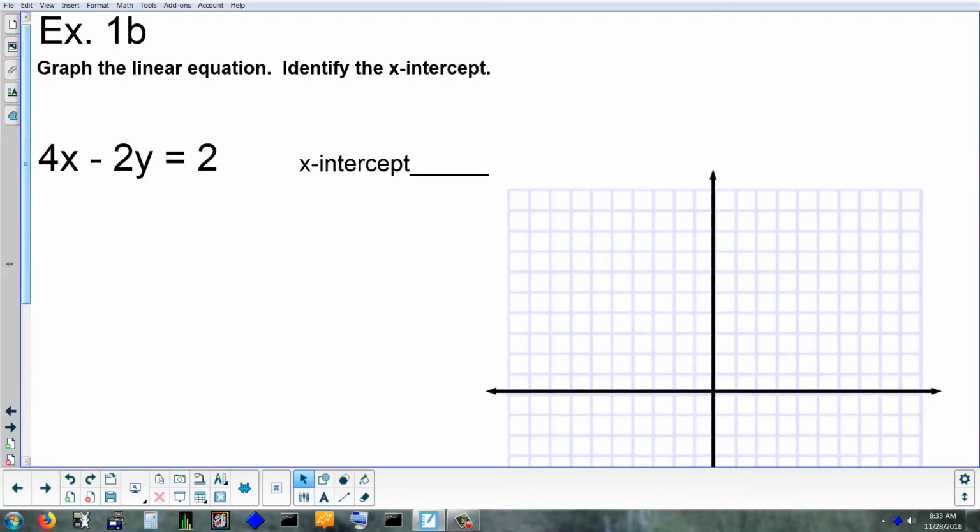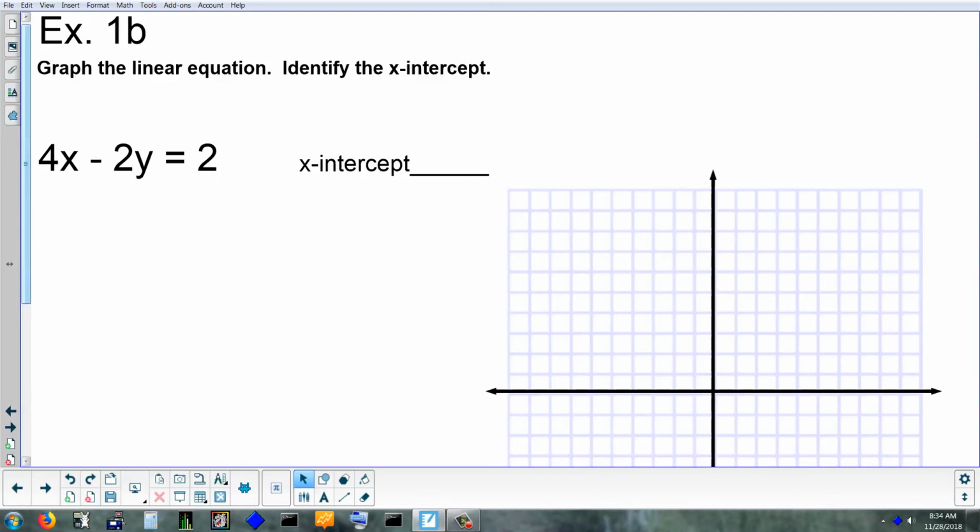Okay, it says graph the linear function. Identify the x-intercept. 4x minus 2y equals 2. Now, that's an equation that's in standard form, right? That's not slope-intercept. So, if these were the directions on the test, and it said graph this equation, I would do this the way we learned on Monday.